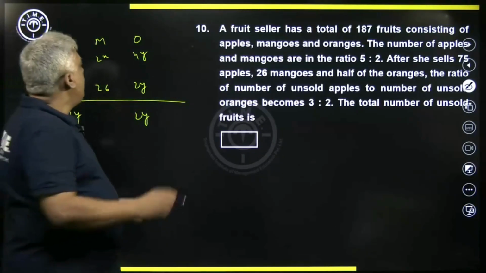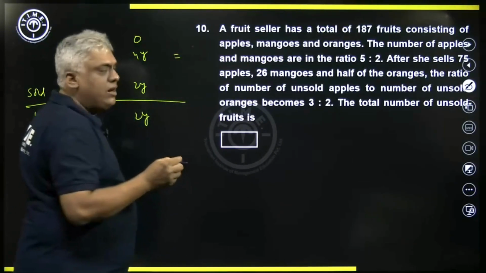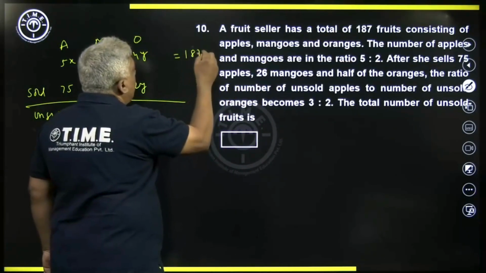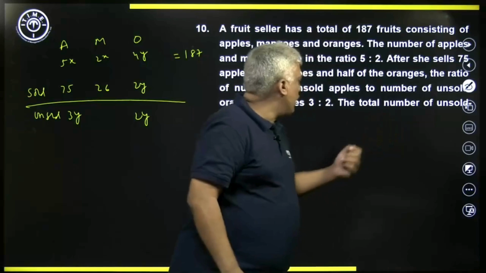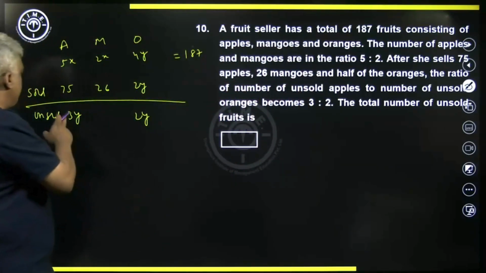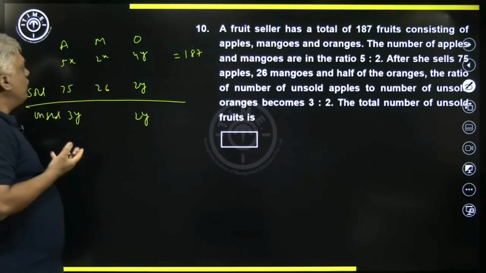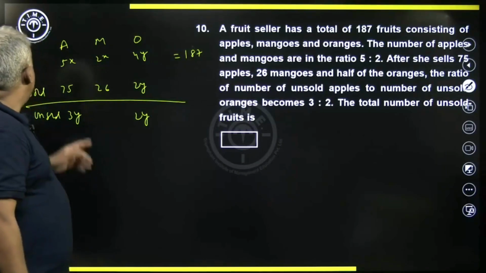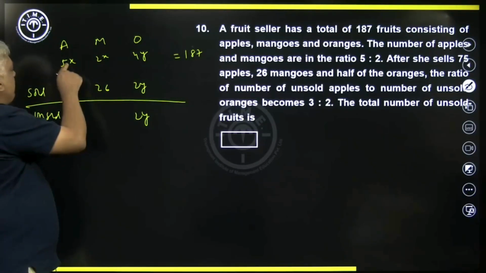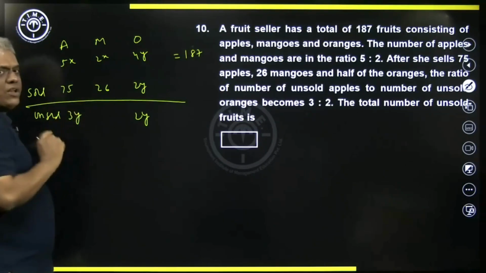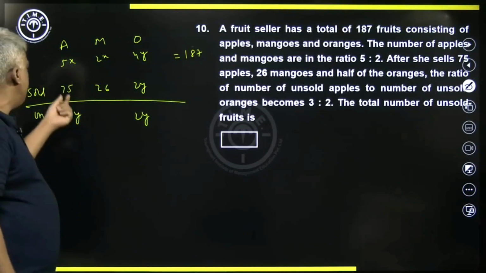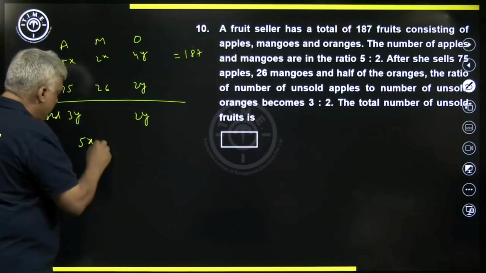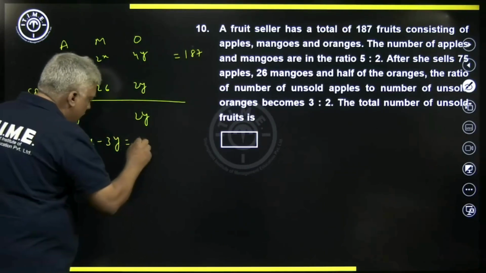Now, total fruits in the beginning we had is 187. We have to find the total number of unsold fruits, which is 3y, 2y and the mangoes. So, we have to basically find the value of x and y. There are two variables, so we need two equations. Out of 5x apples, 75 sold, 3y are left. So 5x minus 3y equals 75. That is one equation.